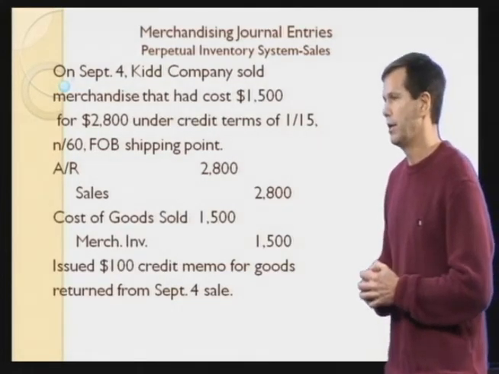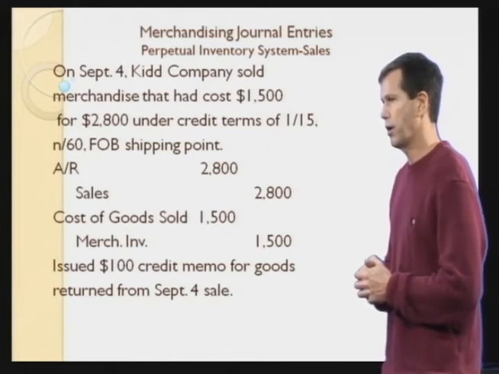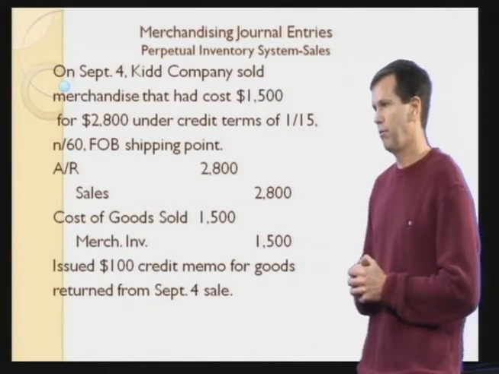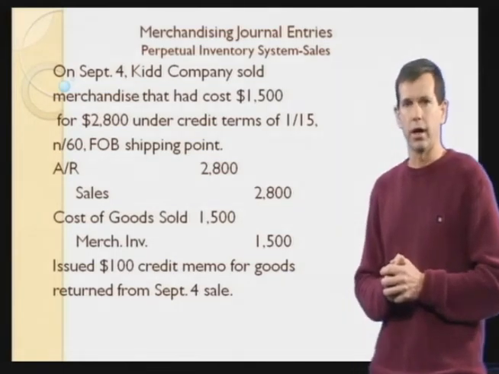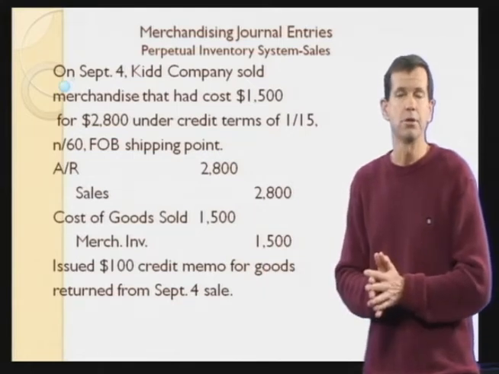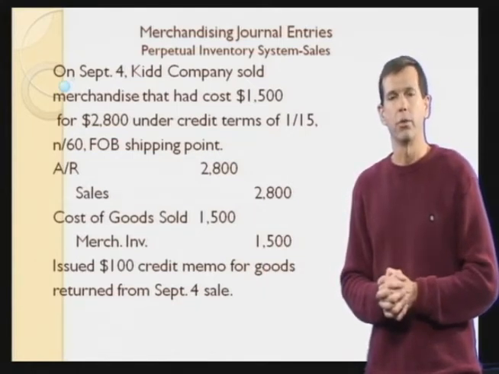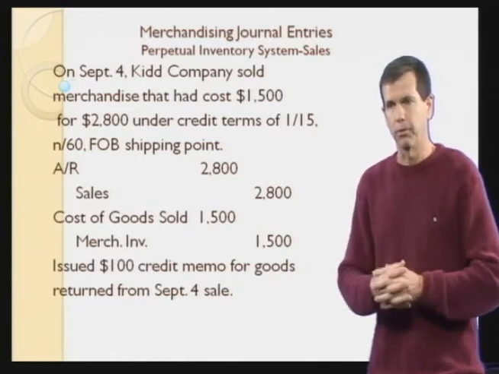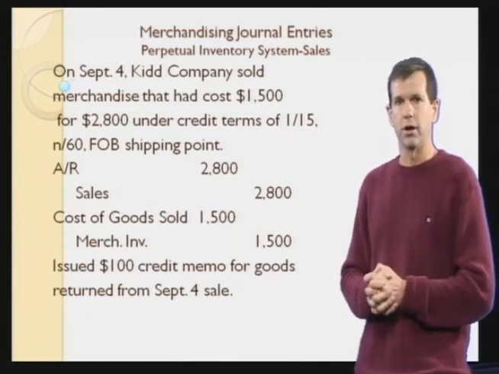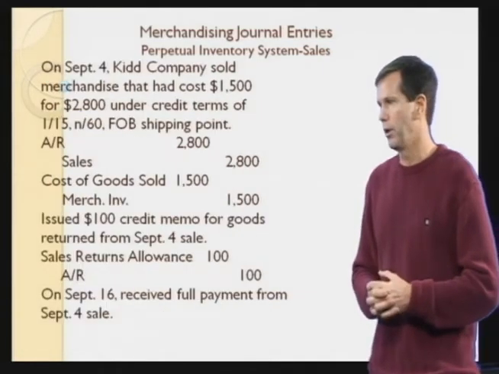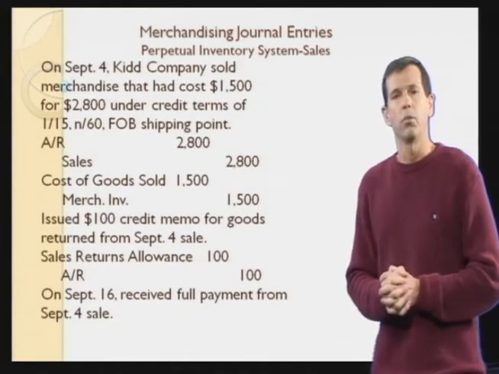Next issue we've got is that we issued a $100 credit memorandum for goods returned from the September 4 sale. So apparently our customer got the wrong color, the wrong goods, whatever it may be, damaged maybe, and we said that we would accept the $100 return. So we did indeed accept the $100 return, and as you see on our next slide, we need to make another journal entry for the $100 memorandum.